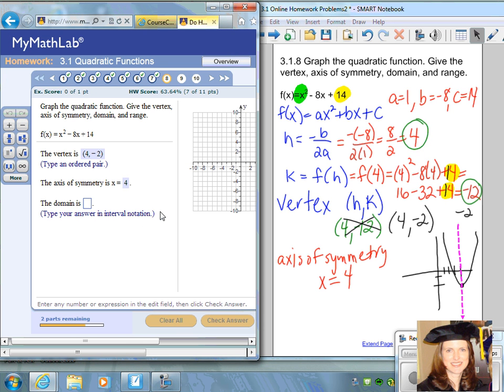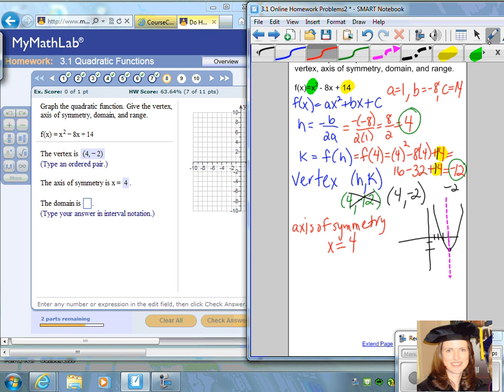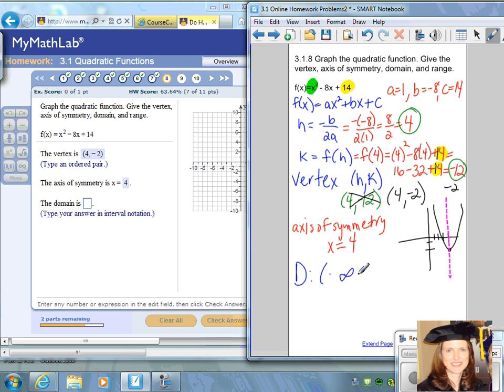Now we're asked to find the domain. Again, as with all of these, our domain is all real numbers because you can plug anything into a quadratic function. So our domain, I'll use D for domain, is going to be everything from negative infinity to positive infinity with parentheses.